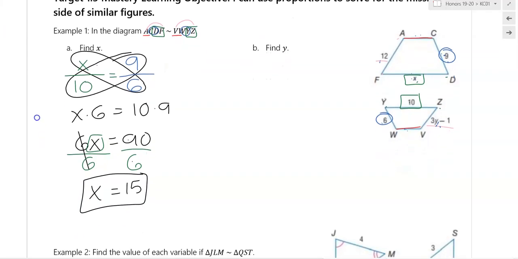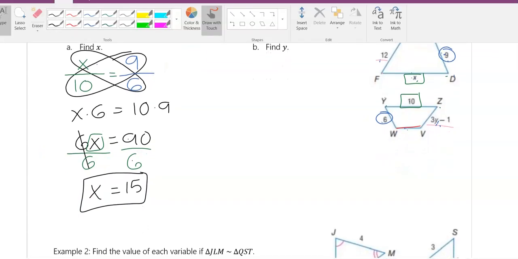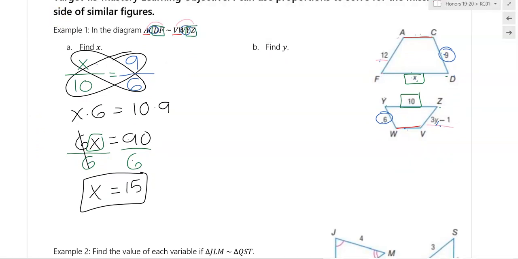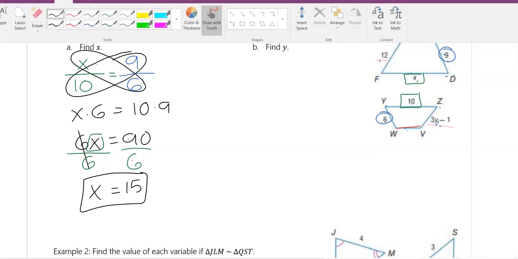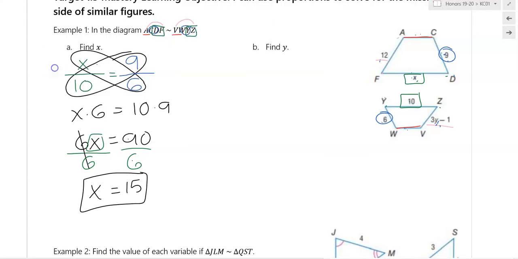Move this up a little bit for our next one. Easy enough, right? So once you've set it up, it's exactly like what we did on our first day, right? Looking at number 2, now I'm finding y. Again, I like to start with my variable that I'm trying to solve for so I know that it gets in the problem. So I'm going to start with this 3y minus 1 on top over 12, right, because those go together.